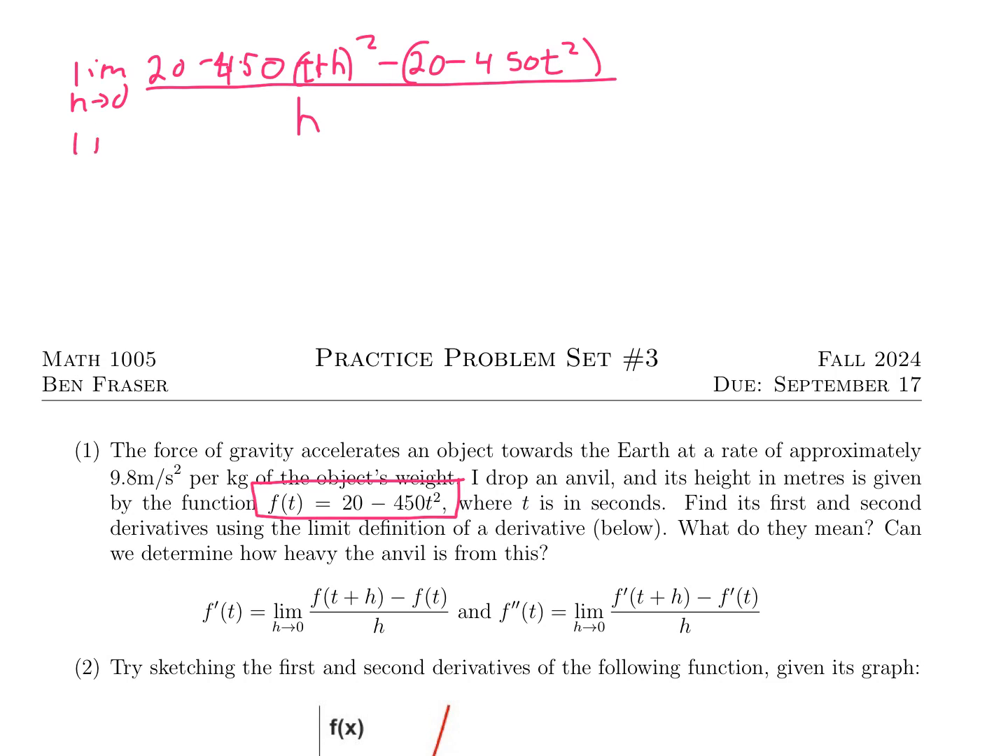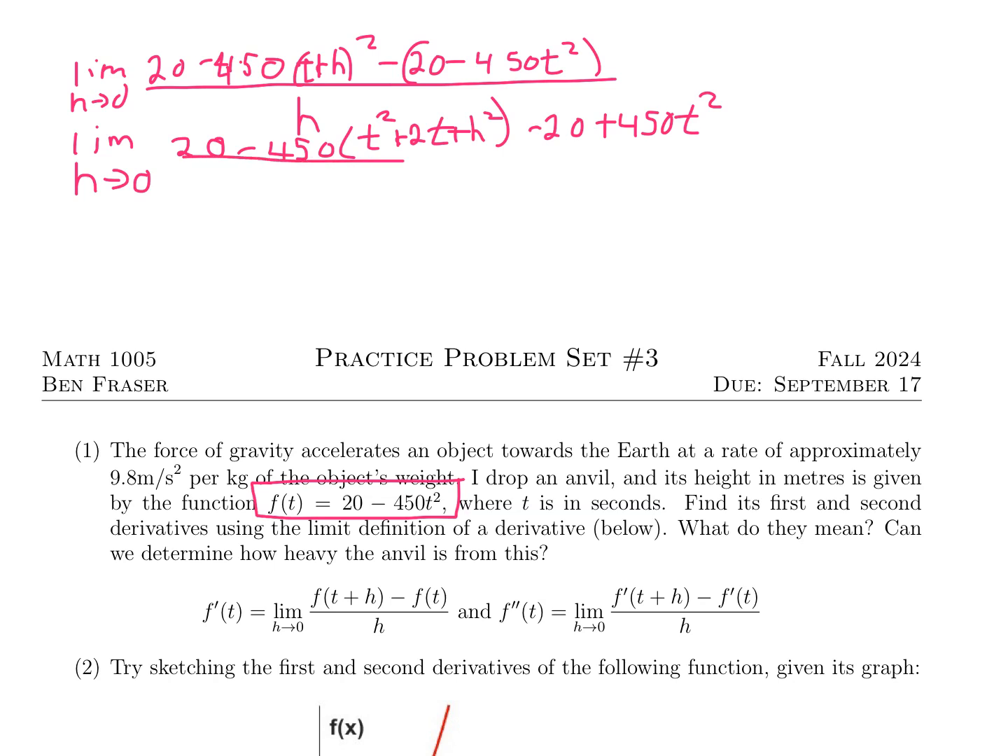So if I'm going to go down one more line here, I'll go equals the limit as h approaches 0 of 20 minus 450, and then expanding the binomial t plus h squared is going to be t squared plus 2th plus h squared. Then I'm going to get rid of the bracket in the second half, and I'm going to go minus 20 plus 450t squared. And that's still all over h.